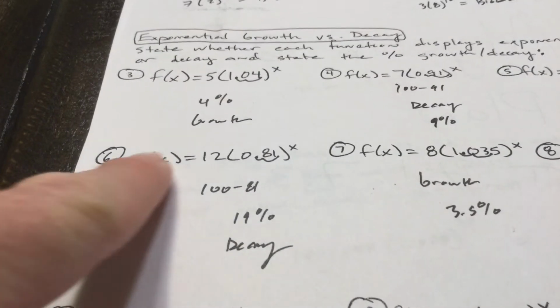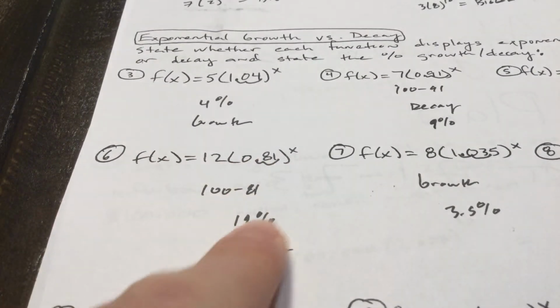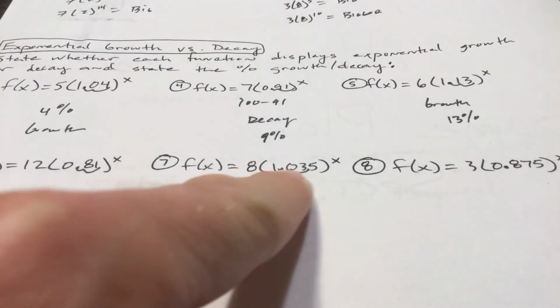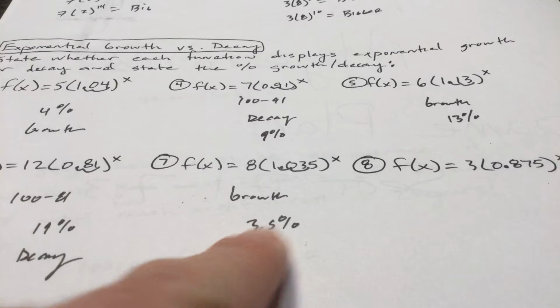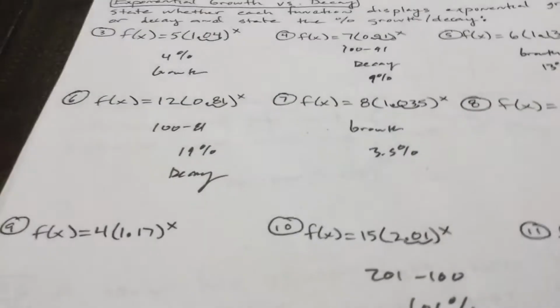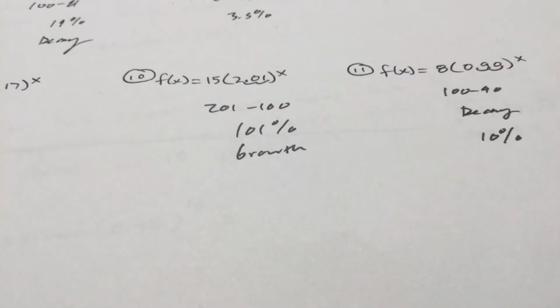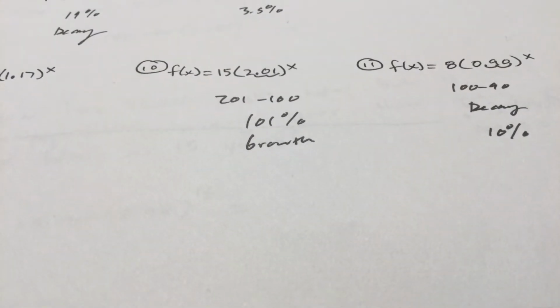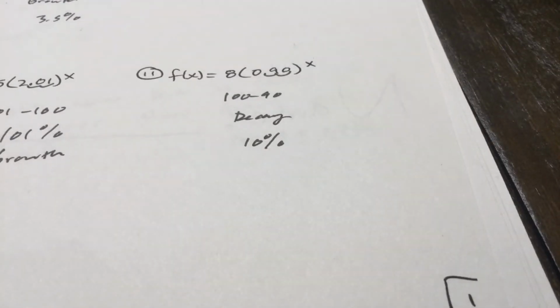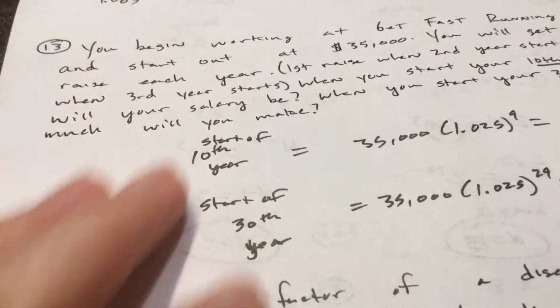And then I think you guys get the picture. Move it over. That's 81. 100 minus 81 is 19% decay. Move it over twice. That's 103.5 minus 100, 3.5% growth, and then so forth. We talked about this in class. Move it over twice, 201. Do 201 minus 100, that's 101% growth. All right, then we've got decay, 10%. Yeah, we moved through that once already, so I'm going to go kind of quick.